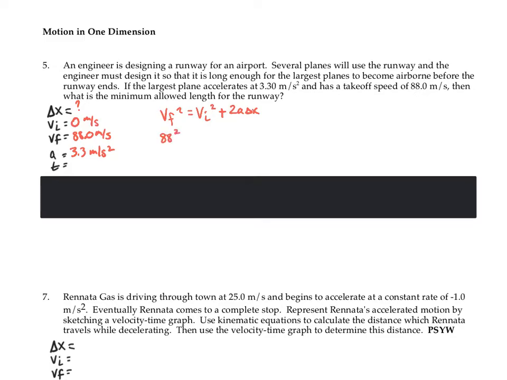I didn't write anything beside it, so I'm restricted to the third equation. So my final velocity needs to be 88 squared equals 0 squared plus 2 times 3.3 times my displacement. So 88 squared is 7,744. 2 times 3.3 is 6.6. So displacement is going to come from dividing both sides of the equation by 6.6. And you get 1,173.3 meters. So that would be the length of the runway.